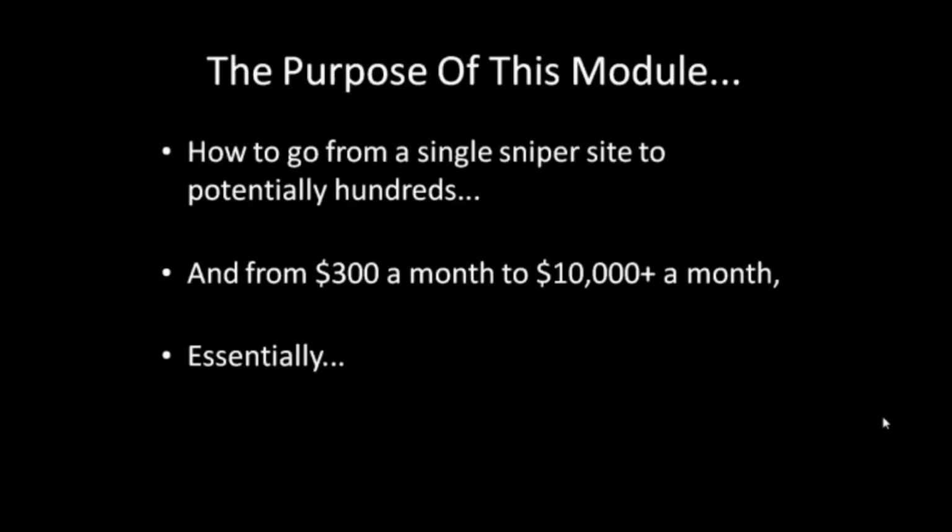So the purpose of this module, first of all, by the way, this is just an introduction video, but it's very important that you watch it so you understand what we're trying to achieve with this brand new module. The purpose of this module is basically how to go from a single sniper site. In Google Sniper I teach you how to set up a single sniper site, and then at the very end of the course I touch on how to expand it to $10,000 a month, but I don't go into a whole lot of detail.